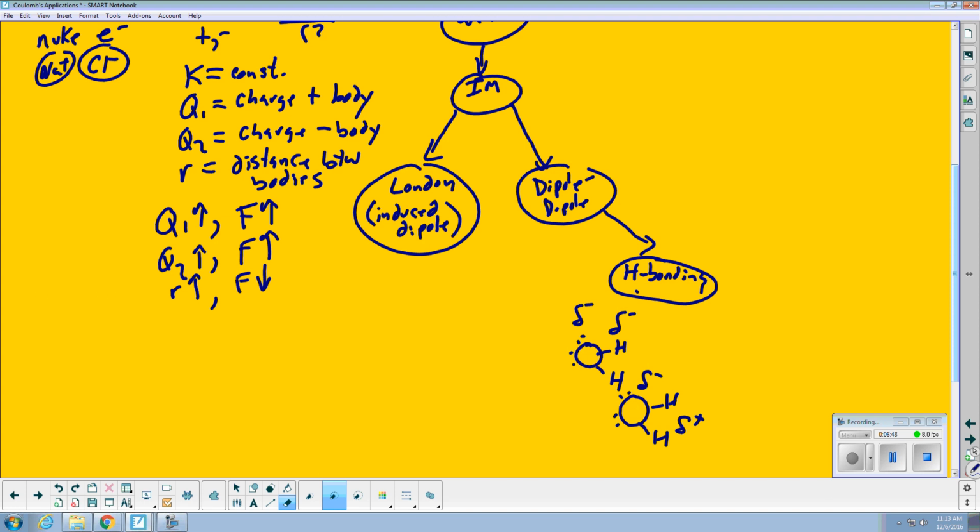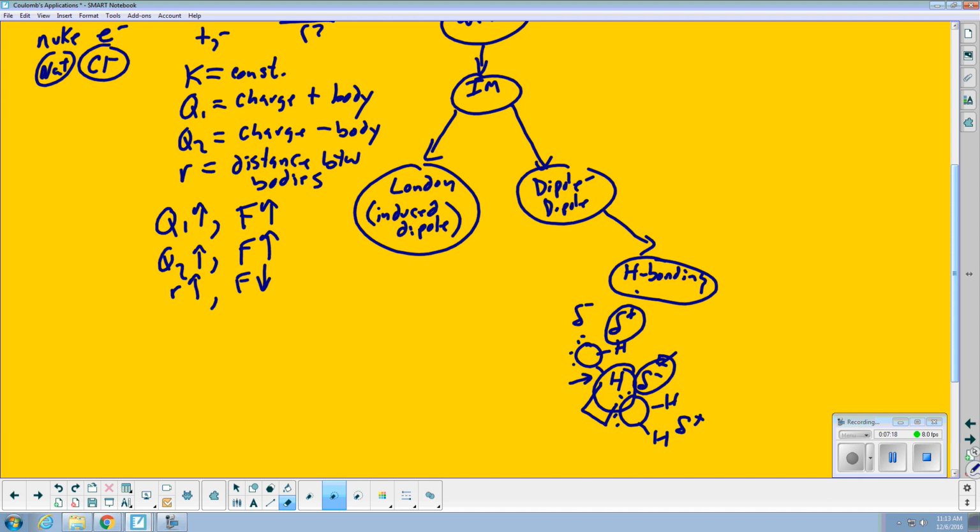I have an attraction between the partial positive side of this molecule and the partial negative side of this one. And here's my attraction right there. That is a weak Coulombic attraction between the partial positive on one water molecule and the partial negative on the other.